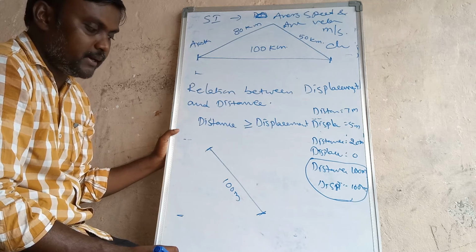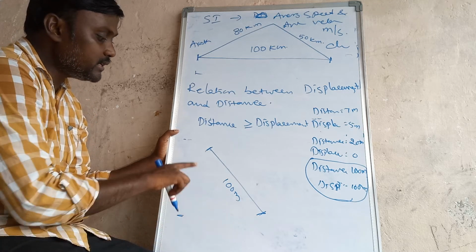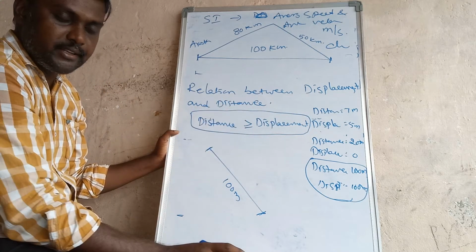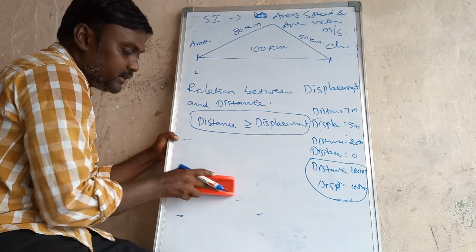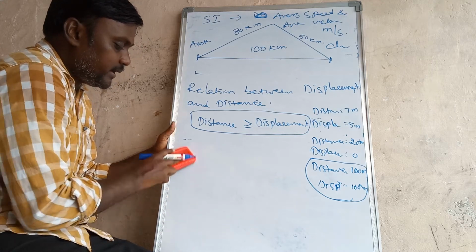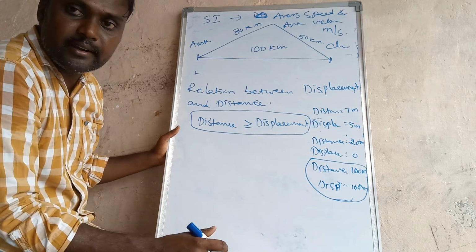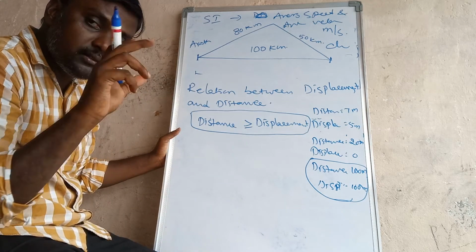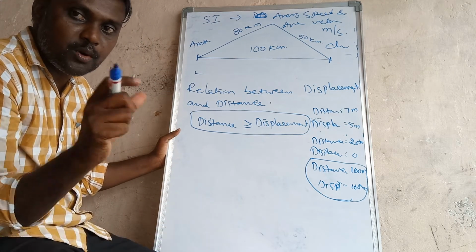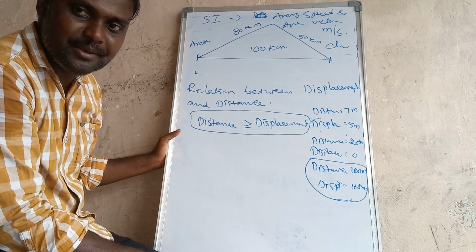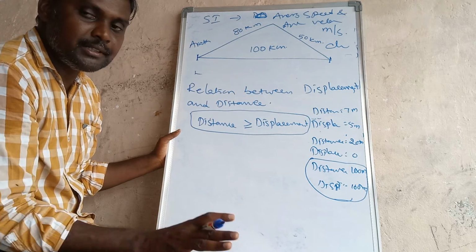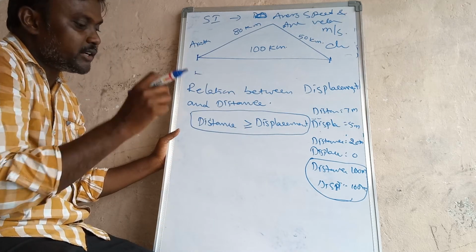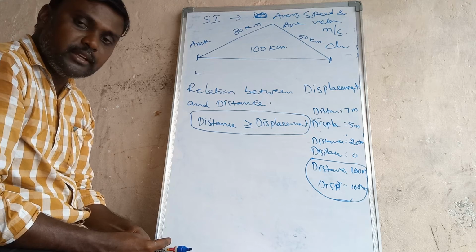So if anybody says that displacement is greater than distance, that is a wrong statement. In small MCQs, multiple choice questions, they may ask this, so that is not a correct one. Okay, this is all about the introduction of motion, and probably in the next class we will go with uniform motion and non-uniform motion.